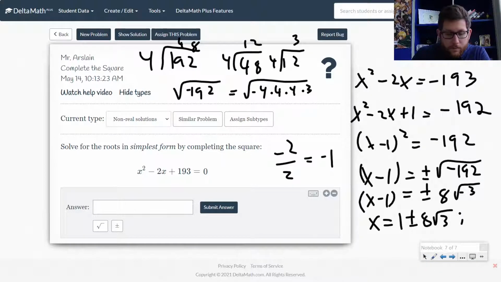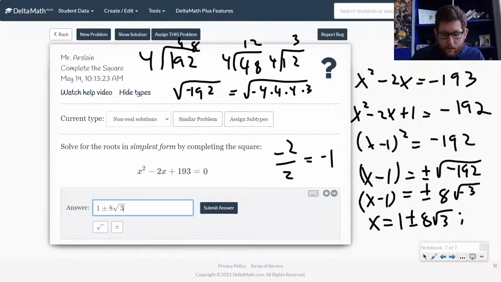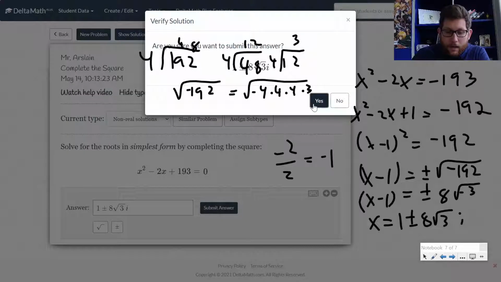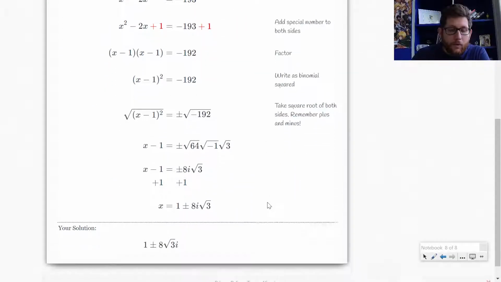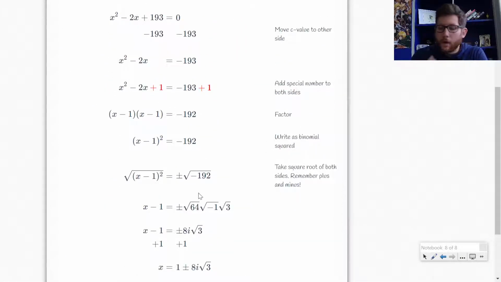All right, so I've got x is equal to 1 plus or minus 8 root 3 i. And make sure that i is not on the inside of your radical. It should be on the outside of your radical. If you need to, hit the right arrow just to get out of your radical there. So let's go ahead and check this. And there we go. There's our solution. Now it will count it wrong if you don't reduce.